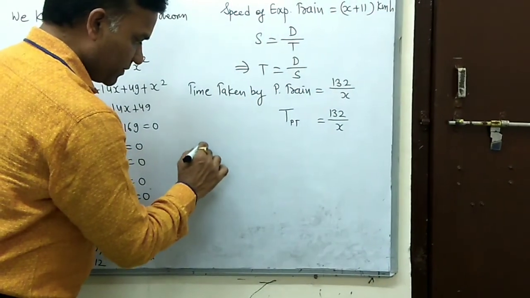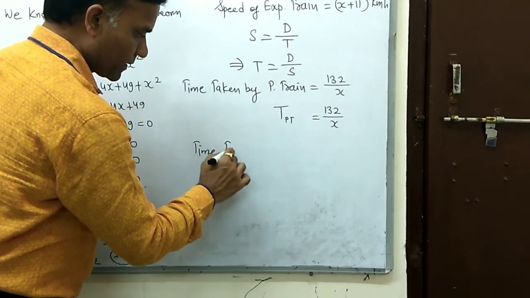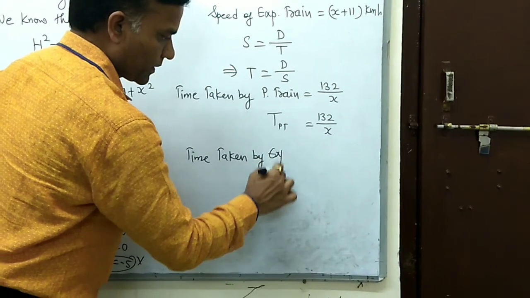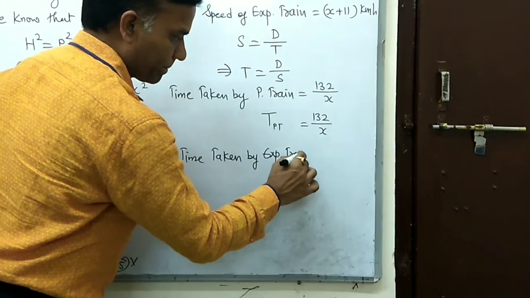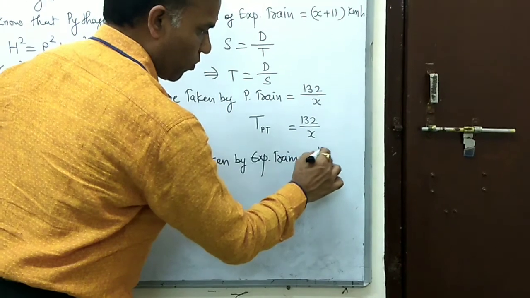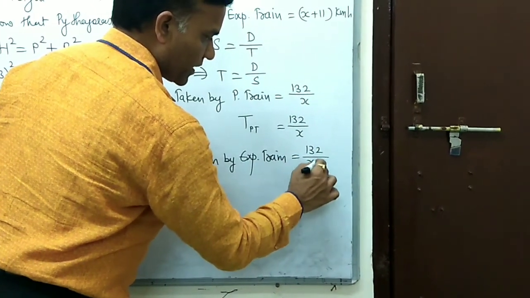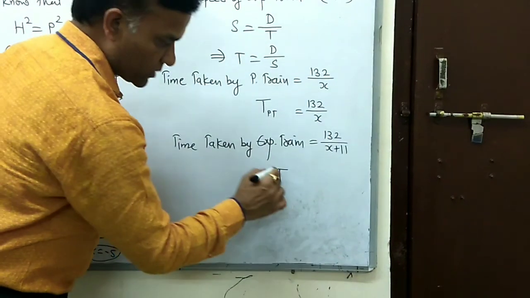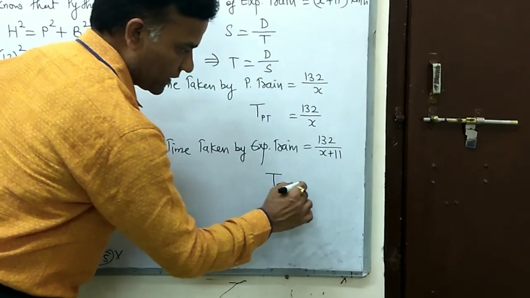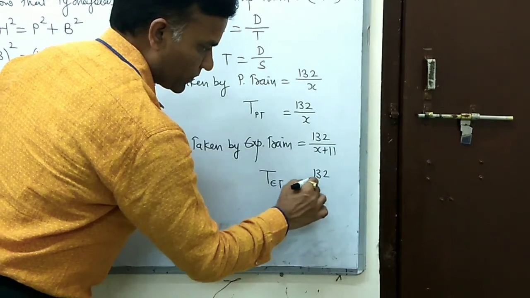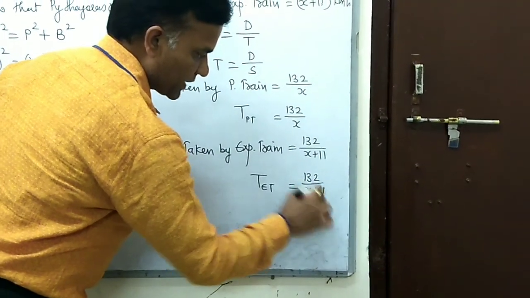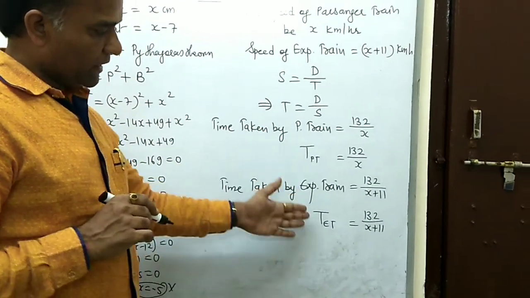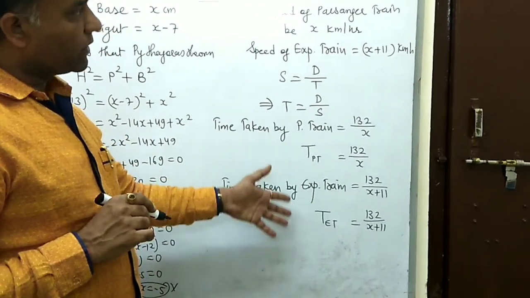Similarly, time taken by express train is 132 upon x plus 11. Okay, so now here also we denote it with the capital T, and express train is denoted by ET, that is 132 upon x plus 11. Okay, so we know the time taken by the passenger train and the time taken by the express train, both times we know here.